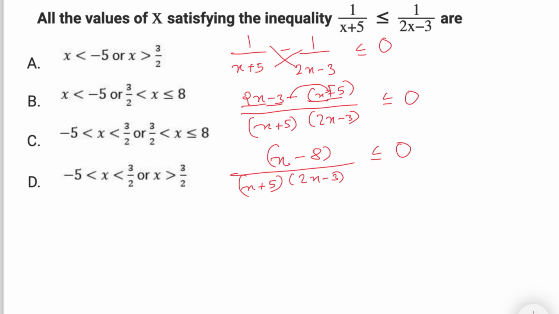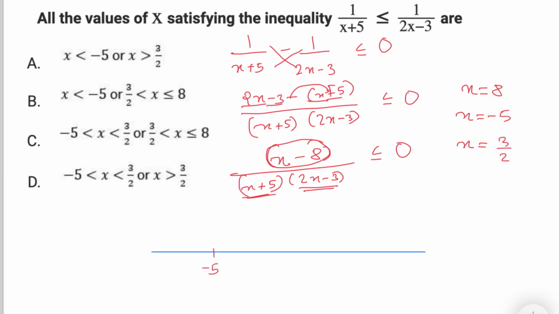What we do is we plot the roots of these three terms. X minus 8 will be 0 when x is equal to 8, x plus 5 will be 0 when x is minus 5, and 2x minus 3 will be 0 when x will be equal to 3 by 2. So we'll plot these three values in the ascending order on the real number line. So minus 5, 3 by 2 and 8. And now let's plot the nature of this expression.